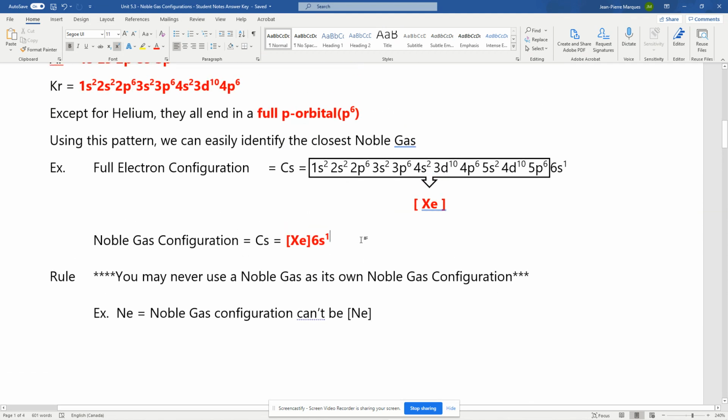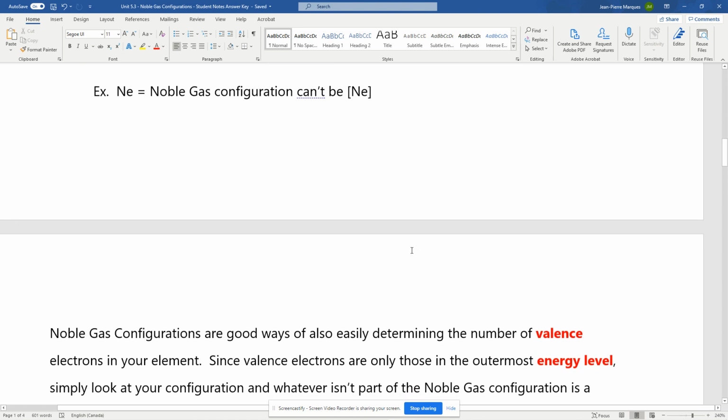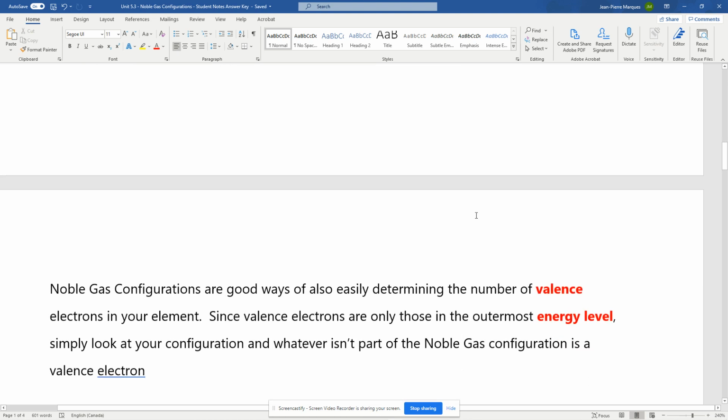So what was this whole thing I was mentioning here with this extra electron? Well, this goes back to what you did in grade 10, hopefully. Noble gas configurations, in addition to being good reference points, also help you determine the number of valence electrons in your element. If you remember, valence electrons are only those electrons in your outermost orbital, also the outermost energy level. Therefore, whatever electrons are not part of your noble gas configuration, they are valence electrons.